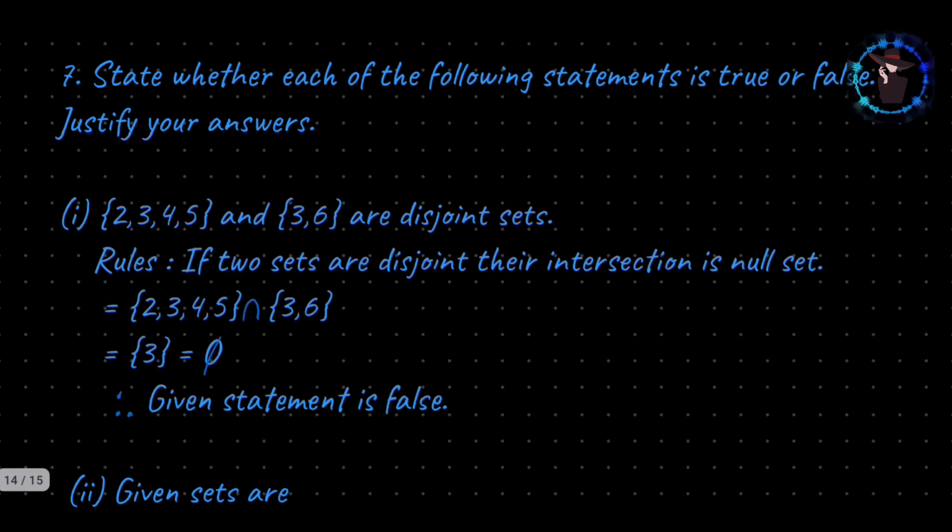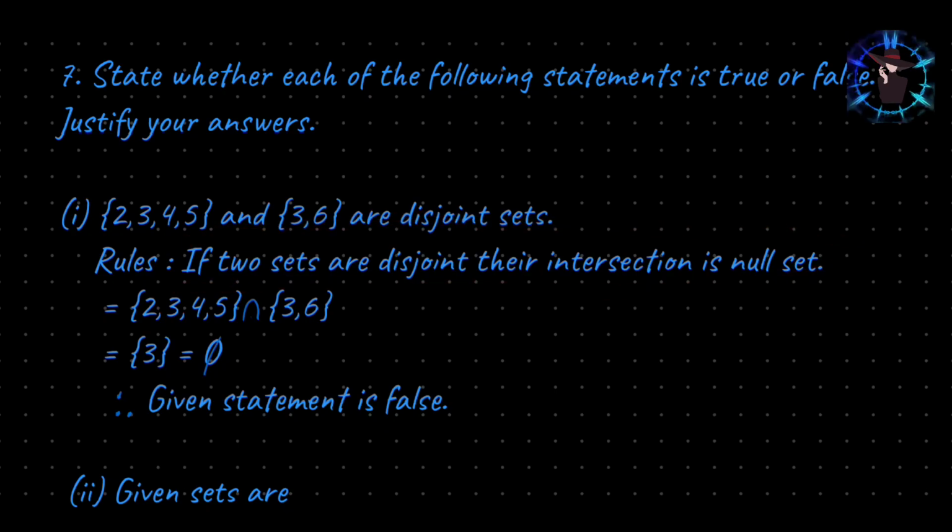Now, the last question of the exercise is the 7th one. State whether each of the following statements is true or false. We need to say whether these sets are disjoint or not: 2, 3, 4, 5 and 3, 6. So, what was the rule? I explained earlier: if two sets are disjoint, then their intersection is always the null set. We need to check this statement.